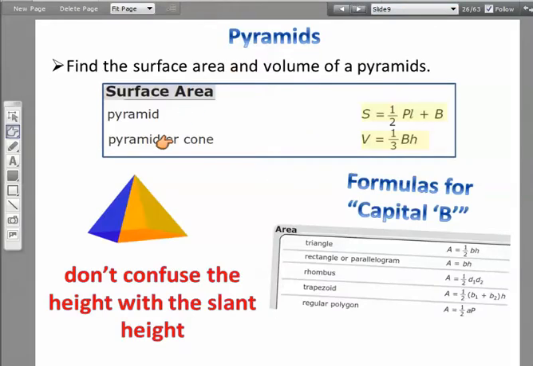Here's how you're going to find the formulas for surface area. Here's your formula. Remember, capital P is perimeter, capital B is the area of the base. Here's your one for volume, 1/3 the base times the height. And remember, your pyramids can have different shapes. So here are the different shapes whose formulas you're going to need to know, with the exception of rhombus. You won't need it. And I also put this, do not confuse the height with the slant height. Remember, your slant height goes down a lateral edge. Your height goes from your vertex perpendicular to your base.